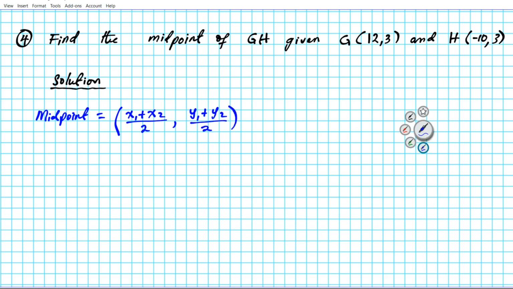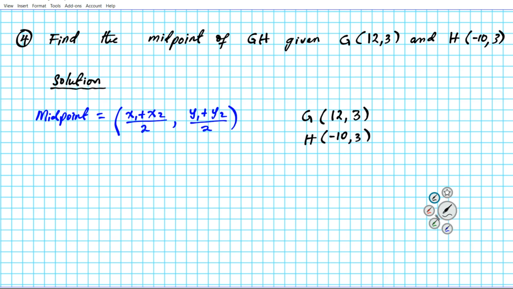There you have it, okay? So for point G, it's 12, 3, and then H is what? Negative 10, 3. Let's go ahead and label our points. Let's just call this x1, y1, and x2, y2. They're interchangeable, remember? So it doesn't matter how you name them here, you still get the same answer.